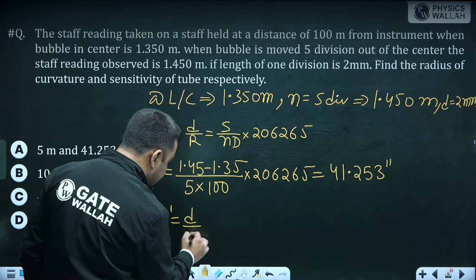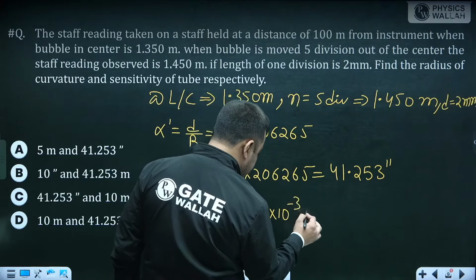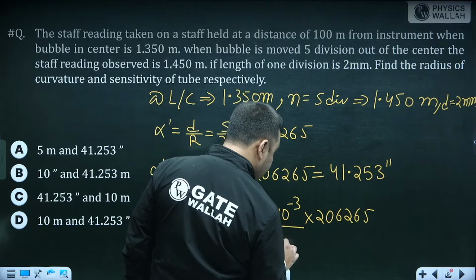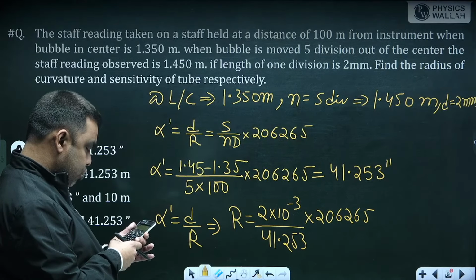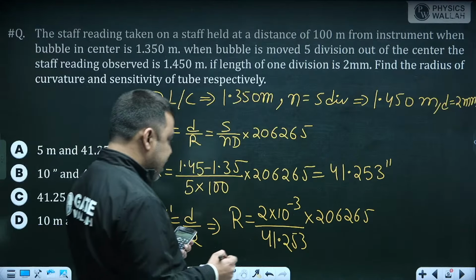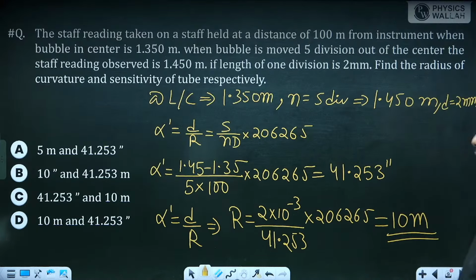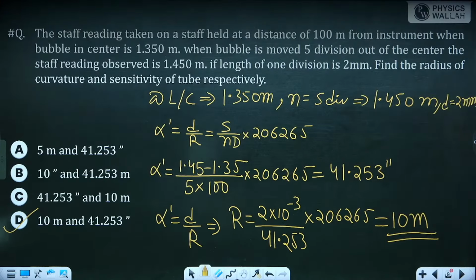Alpha dash is equal to D by R. Let's use this. So R will be equal to D, 2 into 10 to the power minus 3, into 206,265 by 41.253. Is it coming as 10 meters? 10 meters. So the answer would be option D. First is radius of curvature and second is sensitivity. Answer would be option D. Agreed everyone?